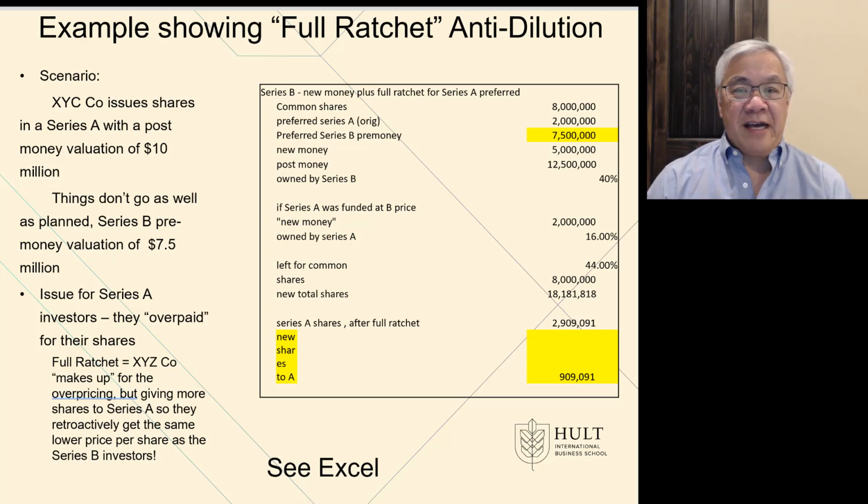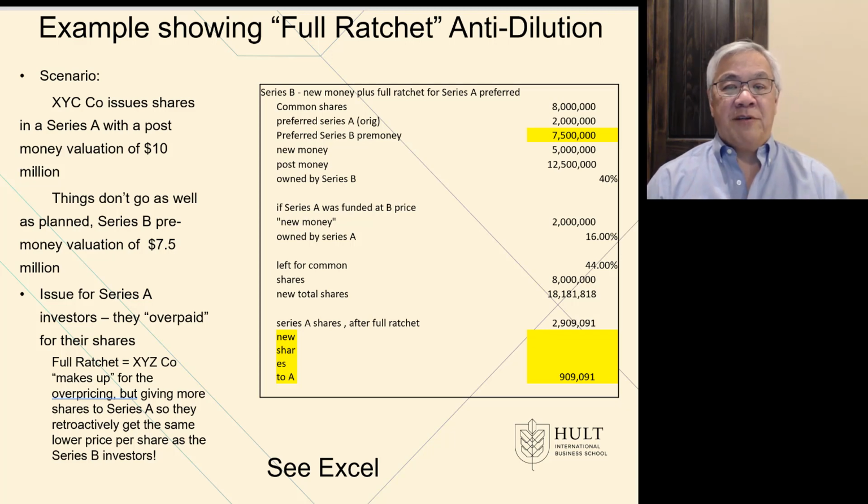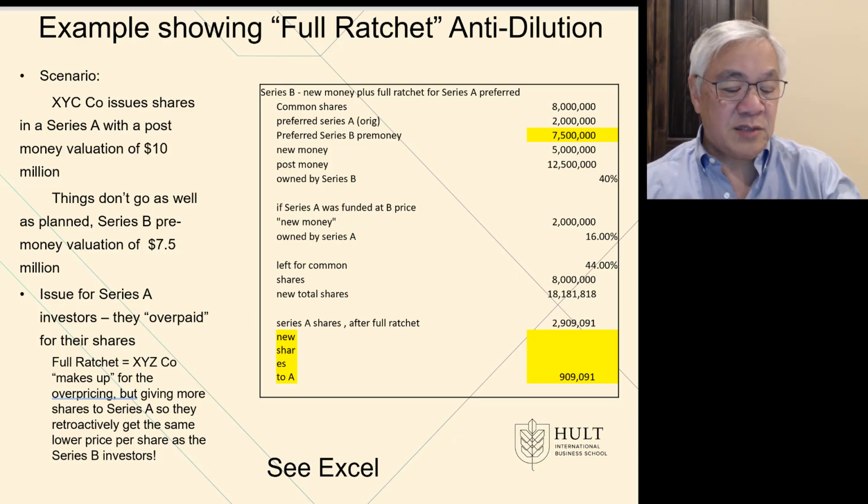Anti-dilution is something that often fascinates people because we don't see it in a normal security. And so there's an example that we will do in Excel. So I'm going to hop over to Excel right now so we can show it in the spreadsheet.